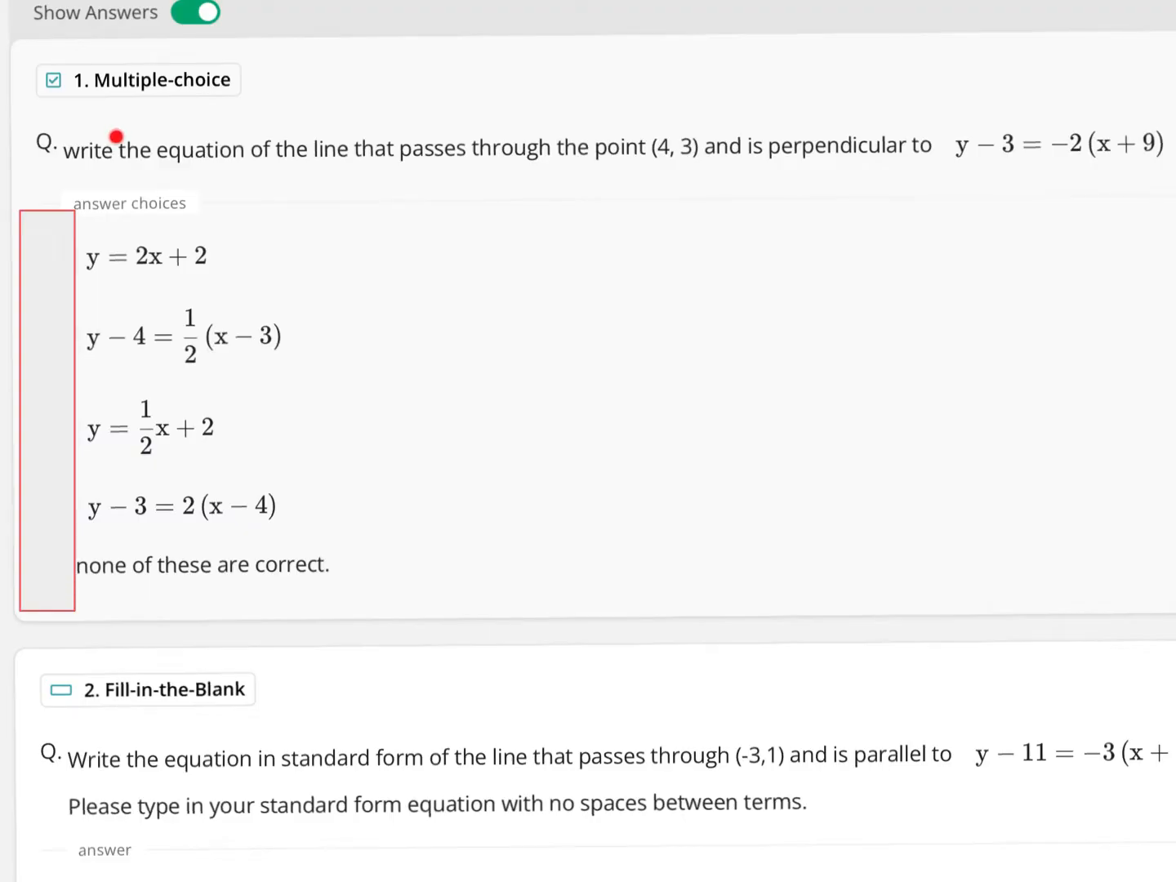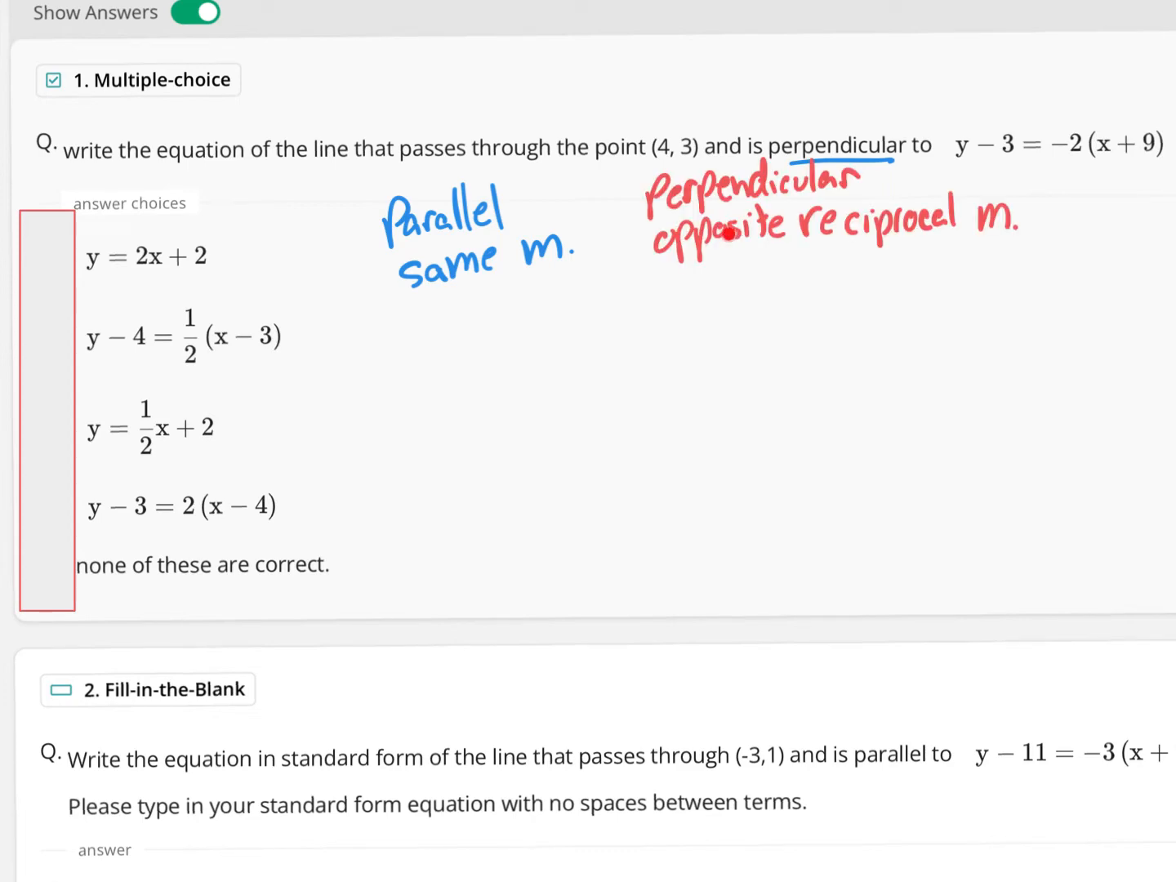Question number 1, it says write the equation of the line that passes through this point and is perpendicular to this equation. So first things first, we need to know what perpendicular means, all right? Perpendicular means that we have opposite reciprocal slope values. And parallel means that you have the same exact slope, okay? So parallel means same slope, and perpendicular means opposite reciprocal slope. So what does opposite reciprocal slope mean? It means that you change the sign of the slope and you flip the fraction.